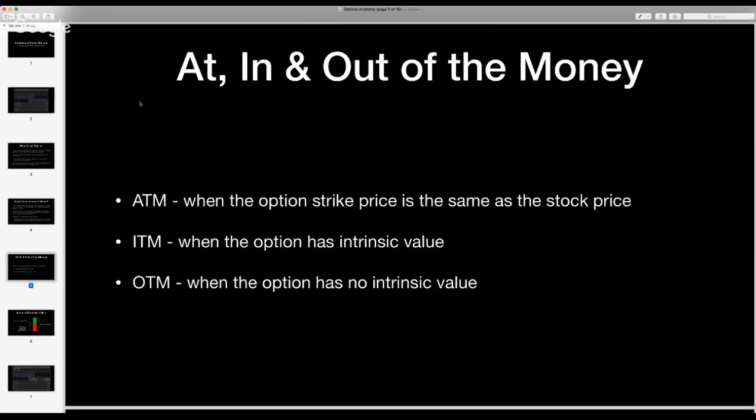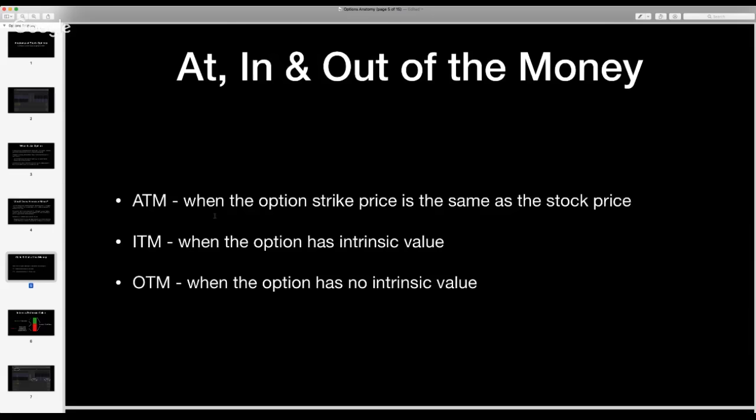All right. Now, here are some other terms that you've probably heard. You can either be at the money, in the money, or out of the money. And in stock option parlance that's usually done with a three-letter acronym. It's not really an acronym, but three letters: either ATM, which is at the money, ITM, which is in the money, or OTM, which is out of the money. Now, what do they mean?